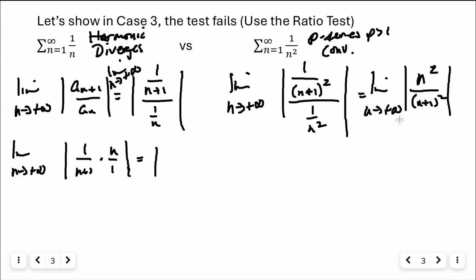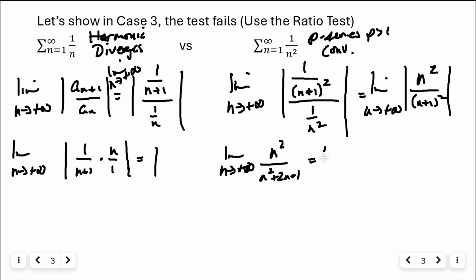So now I'm going to divide by the dominant power again. The dominant power now is n squared, right? There's an n squared on the top and an n squared on the bottom. If I FOIL this, multiply it out, right? So if I multiply it out just so that we can see it, it's n squared over n squared plus 2n plus 1.